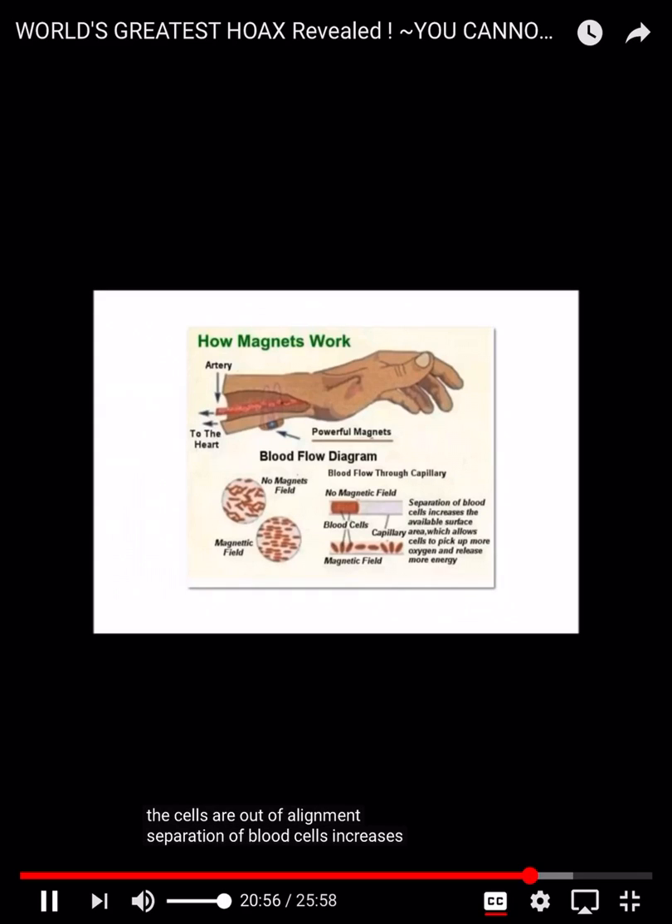Separation of blood cells increases the surface area, which allows cells to pick up more oxygen and release more energy. And so with the 5G contraptions being used at 60 gigahertz to cause these illnesses and injuries, biomagnetic healing is a critical answer to our healing ourselves and protecting ourselves from the Wi-Fi radiation that's going to be thrust upon us on much greater levels over the next few weeks.